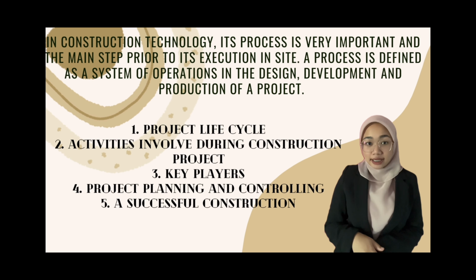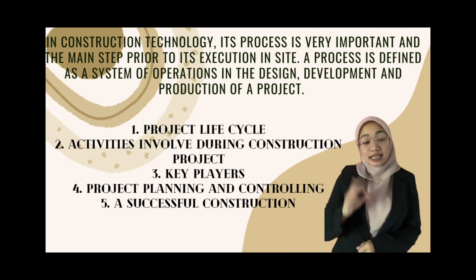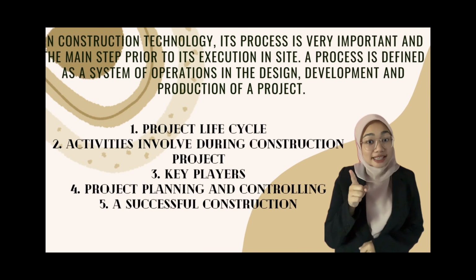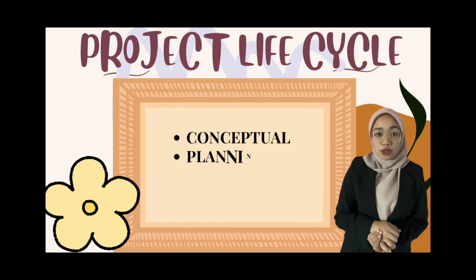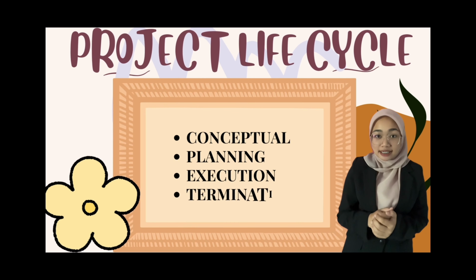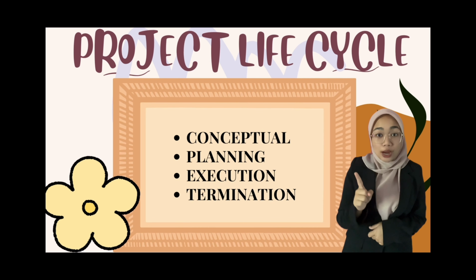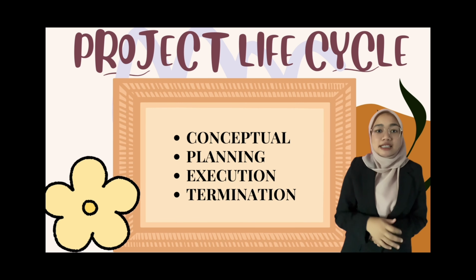First, project life cycle. Second, activities involved during construction project. Third, key players. Fourth, project planning and controlling, and last but not least, successful constructions. Okay, let's look at the first process, which is project life cycle. As we know, the project life cycle has 4 phases: phase 1 is conceptual phase, phase 2 is planning phase, phase 3 is execution phase, and the last phase is termination.